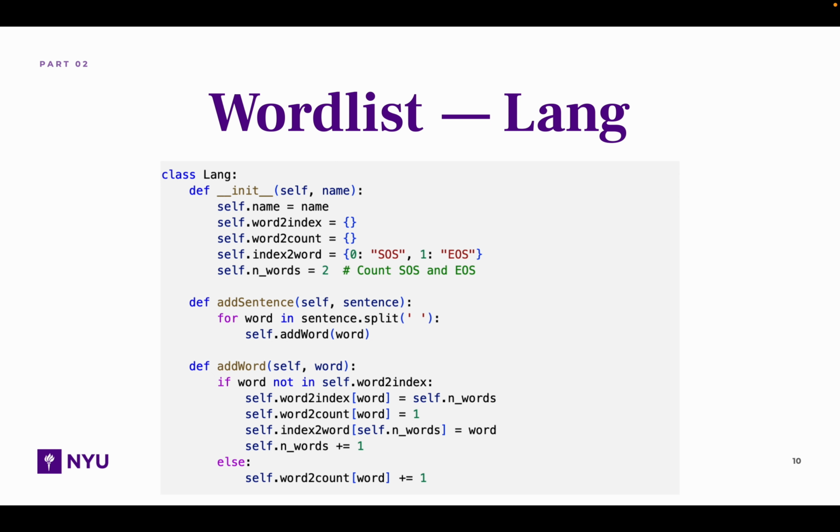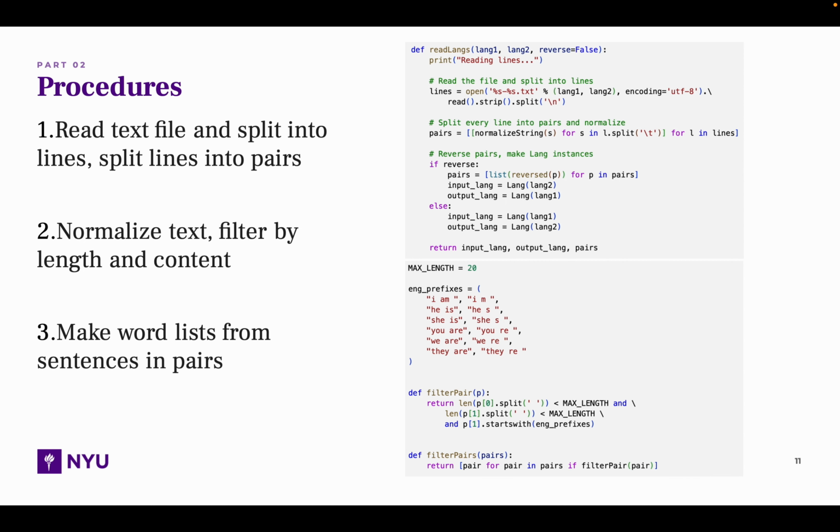However, the original data is in sentence pairs, so we will divide them into word lists. We will first read the file and split them into lines and then into pairs. Secondly, we will normalize the text. We don't want the max length of the sentences to go beyond 20, or it will be too hard for the model to learn. Then we will make the word list from sentences in pairs.